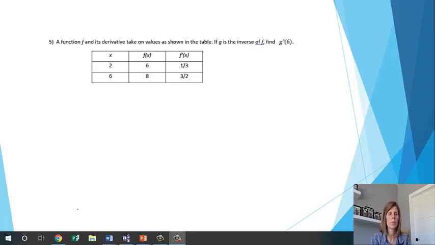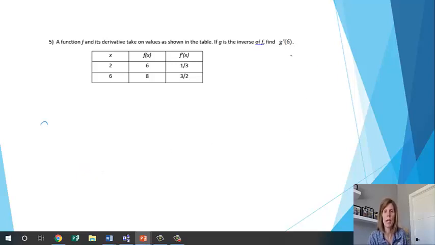Alrighty, continuing examples with finding the inverse of a function. Still, by the time we are done, you will know how to find the derivative of an inverse. All right, some more problems. Number 5, a function f and its derivative take on values as shown in the table. If g is the inverse of f, find g prime of 6.